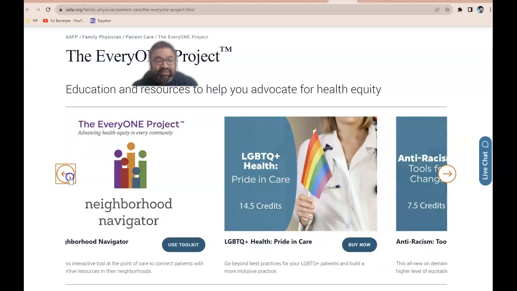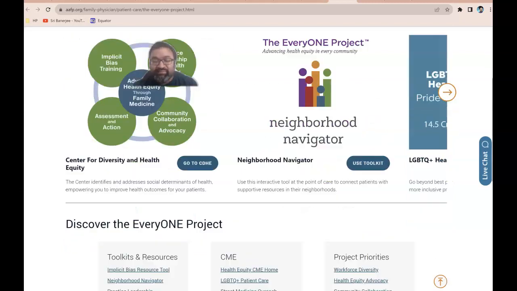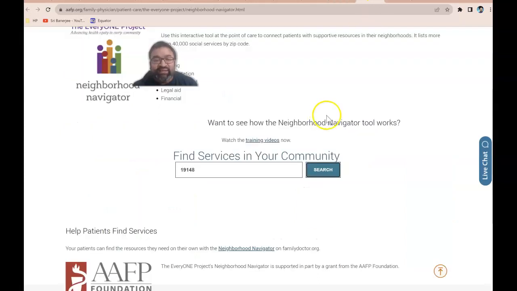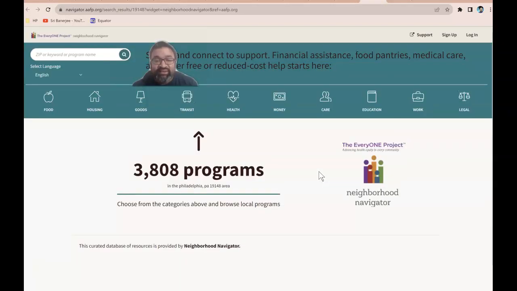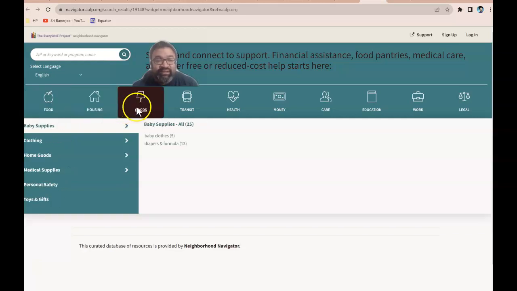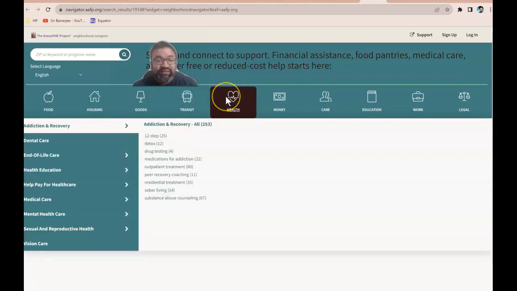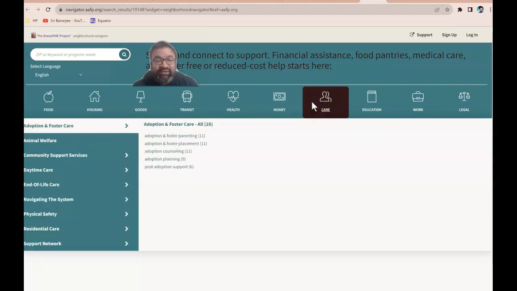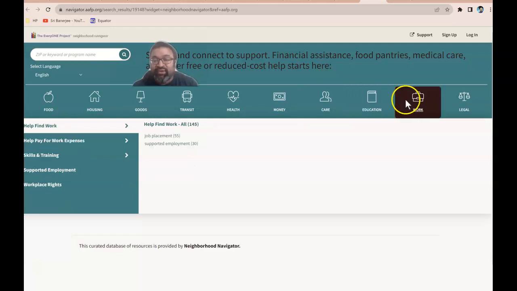So let's go back here and take a look at the Neighborhood Navigator. This is pretty cool because you can go into any community. I typed in a service that is in Philadelphia, and then selected search. And as you can see, there are 3,808 programs in Philadelphia. And you can go look at housing, help pay for housing, food, goods, baby supplies, transit, health, end-of-life care over here, money, care, education, work, and then legal.